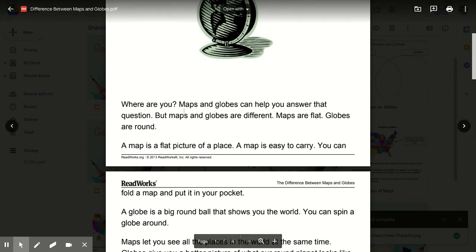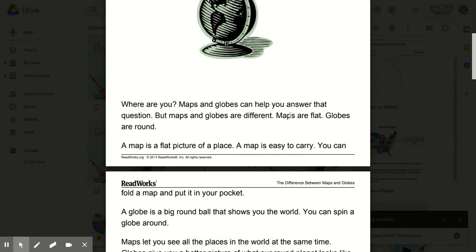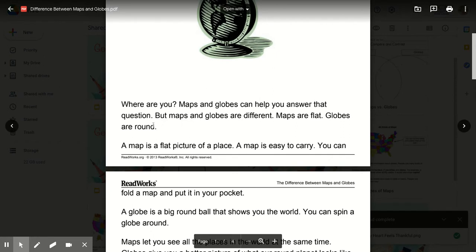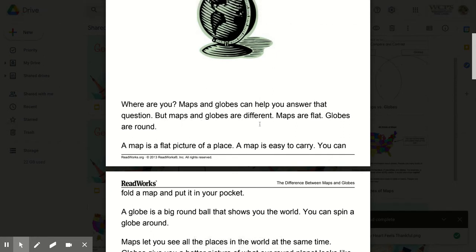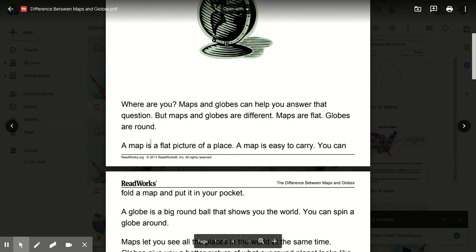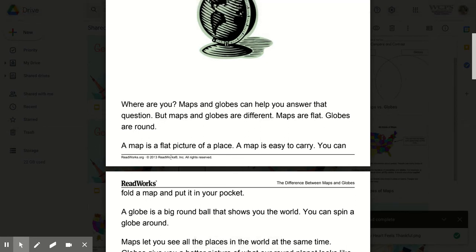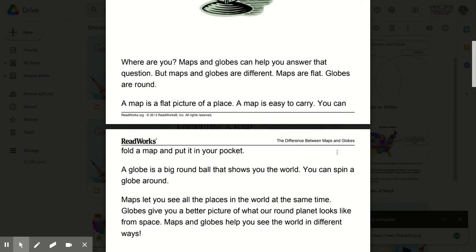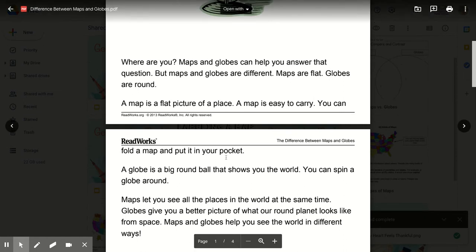Where are you? Maps and globes can help you answer that question. But maps and globes are different. Maps are flat. Globes are round. A map is a flat picture of a place. A map is easy to carry. You can fold a map and put it in your pocket.